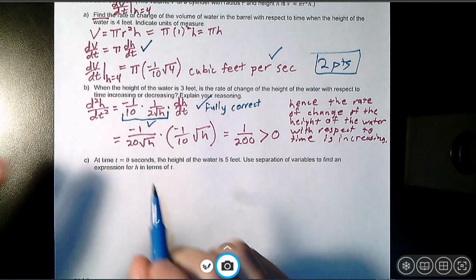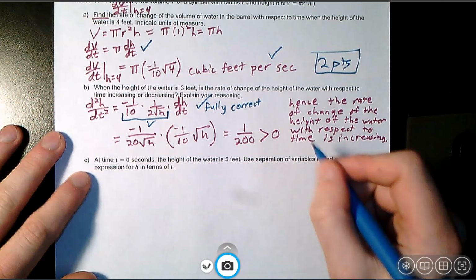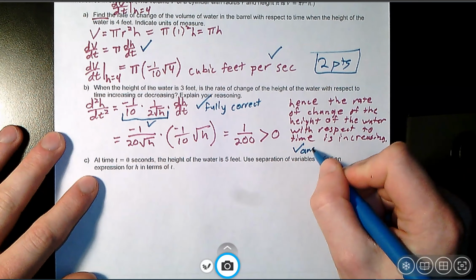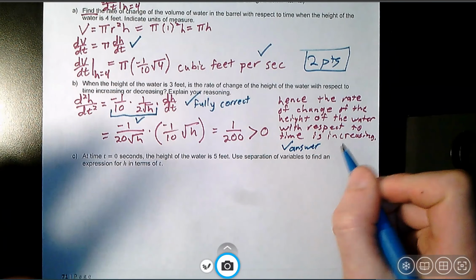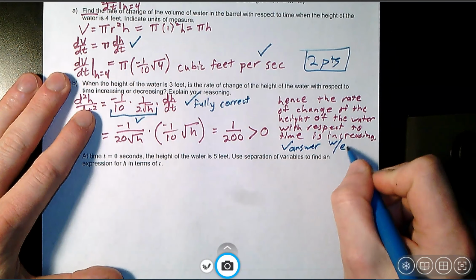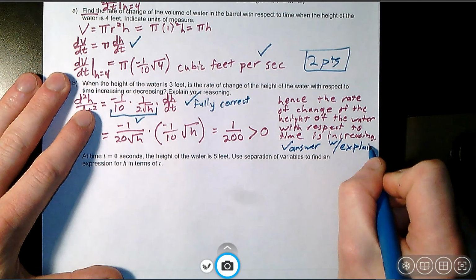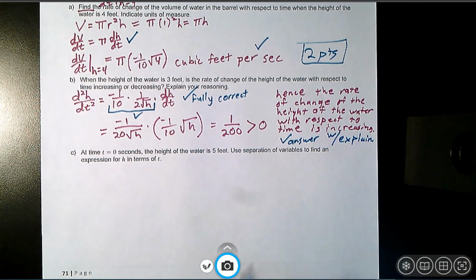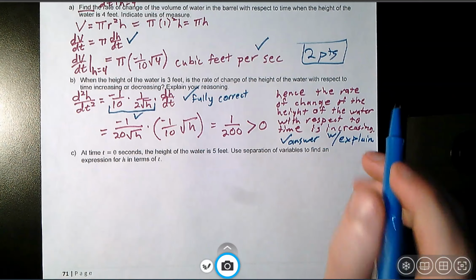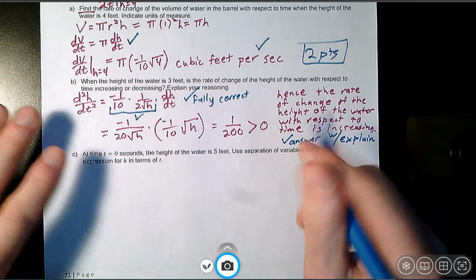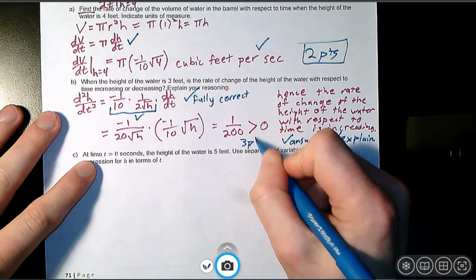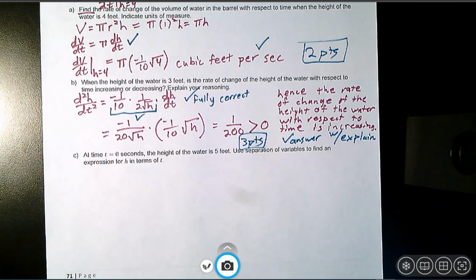Cool. The third point then is going to come if I have a good answer, and I explain it as well, so with an explanation. Okay, so if I have a good answer, I explain it properly, I'm earning my final and third point, so 3 points total on part B.